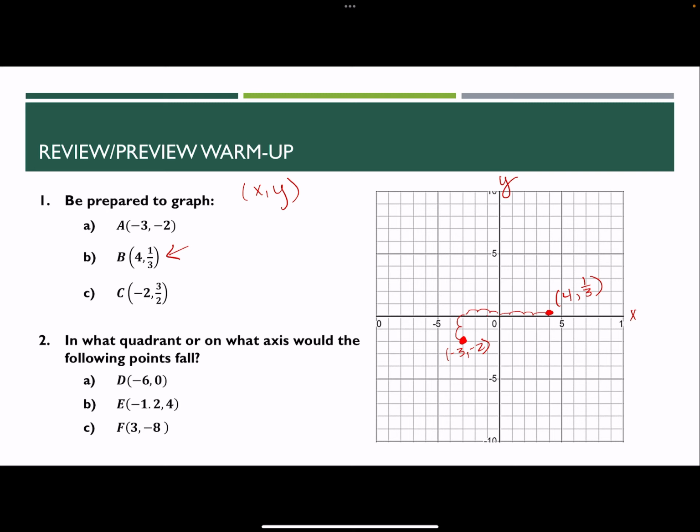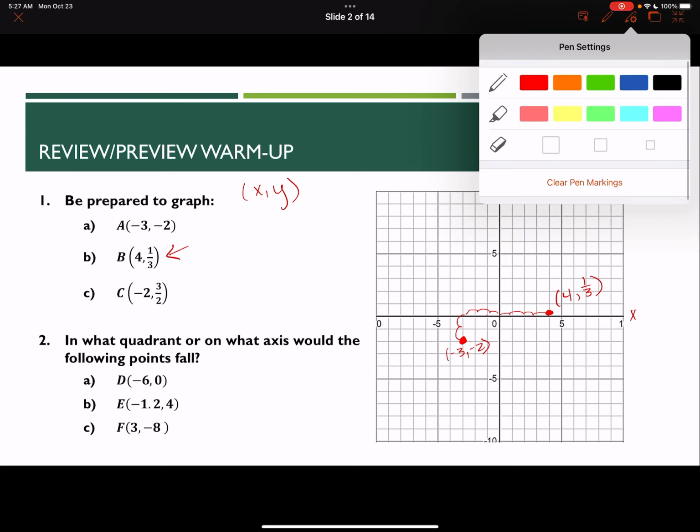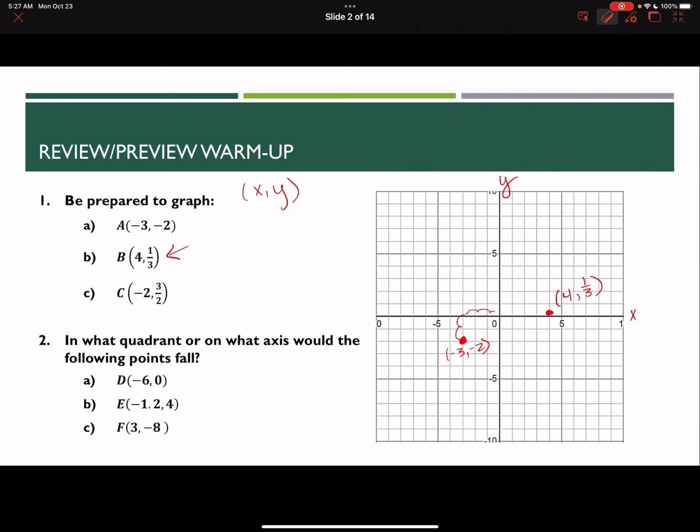Letter C, -2 comma 3/2. So we go over to the left. Let me get rid of some of this here. All right, there we go. We're going to start by going over to the left, -2, and then we're going to go up 3/2. Well, 3/2 is 1.5. So -2 comma 1.5 will be right about there. Again, I'm just estimating when I have a non-whole number value.